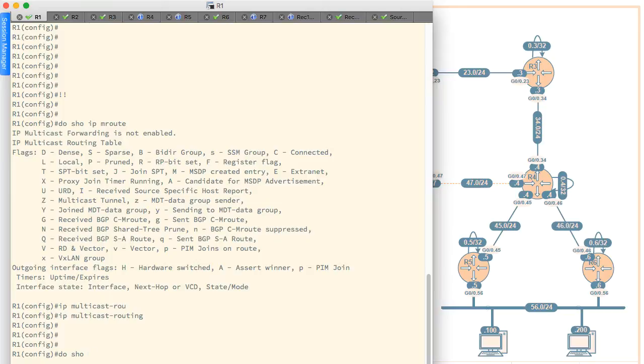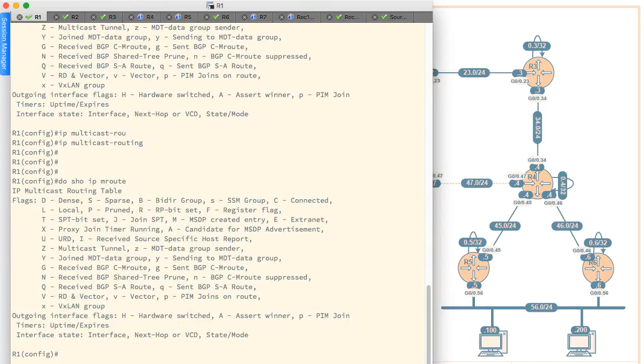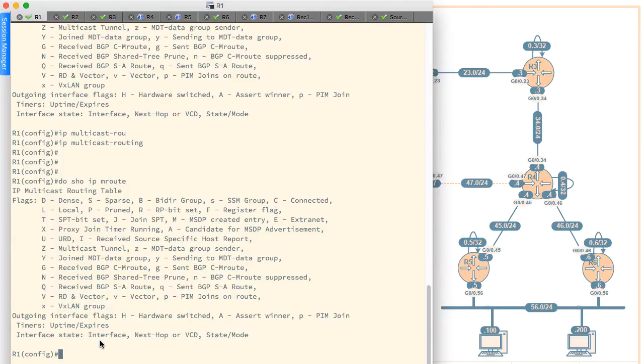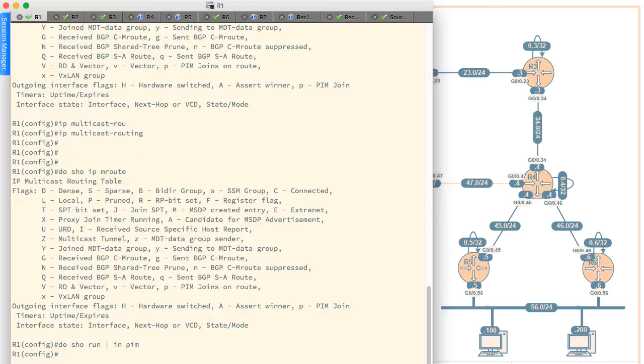And now if I say do show ip mroute, it doesn't show me that message. Well, there's no PIM right now, but it at least does not show me this message. Because the table is completely empty, it tells me that there is no PIM running on this topology. If I say do show run include pim, you can see there is no PIM running, and that's why the multicast routing table is completely empty.